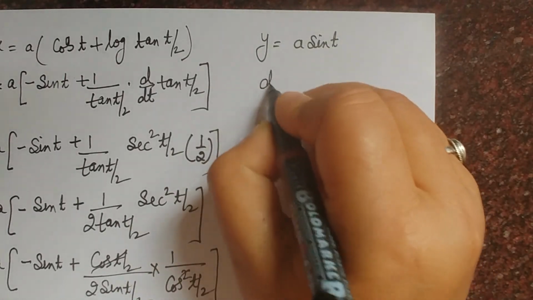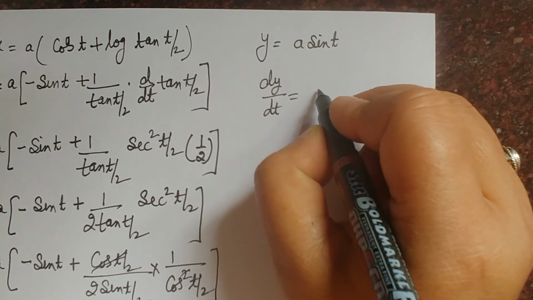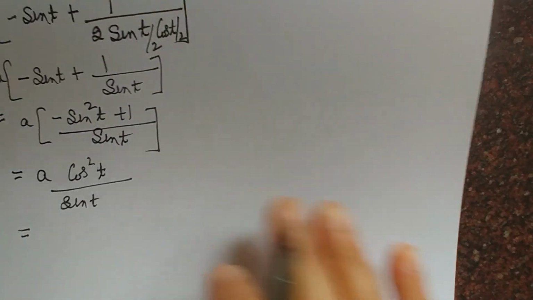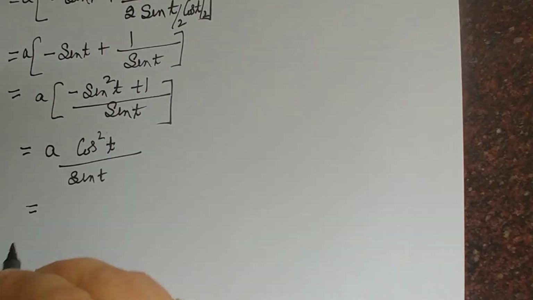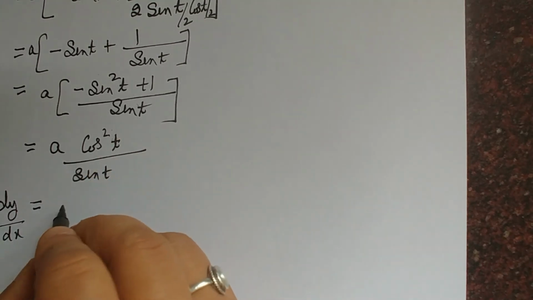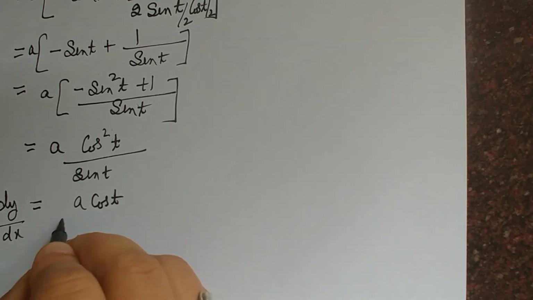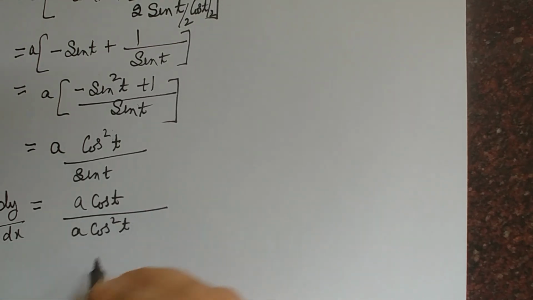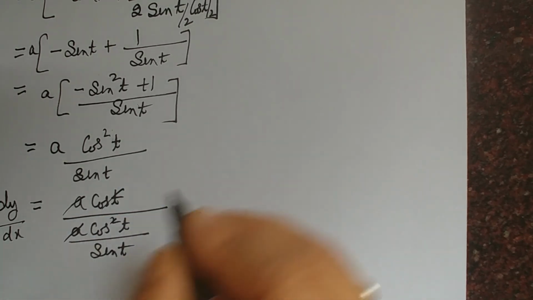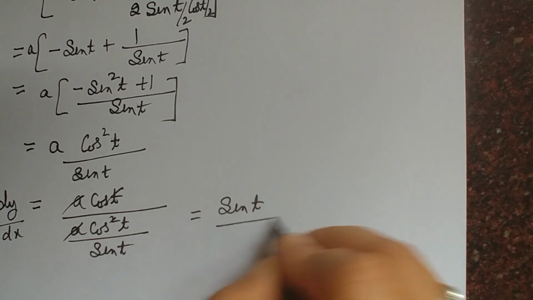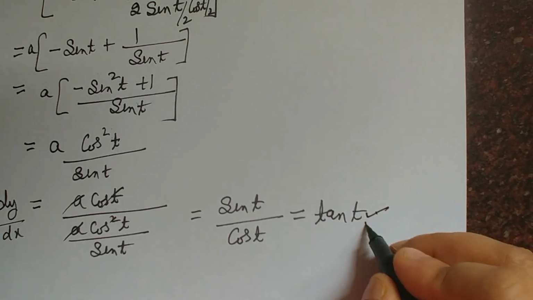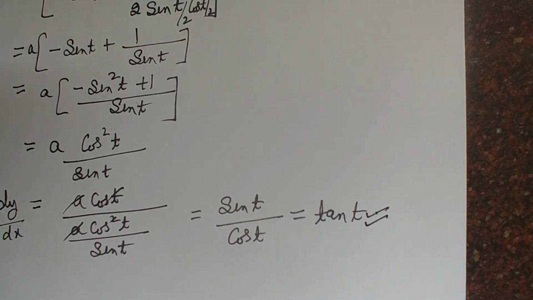The second one is dy upon dt. It is simply a cos t. Okay. Now let us find dy by dx. So dy by dx will be equal to dy by dt, which is a cos t, divided by a cos square t over sin t. So this is cancelled from here. Sin t will go to the numerator and cos t remains, and we get tan t. Okay. So this is how question number 8 will be differentiated.